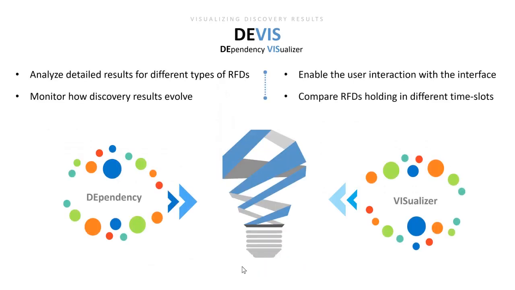In general, BigVis enables the user to visualize the trend related to the number of holding RFDs over time, also admitting the possibility to analyze the details of the discovered RFDs. Moreover, it enables the comparison of holding RFDs at different time slots. And finally, it admits user interaction with the discovery results.